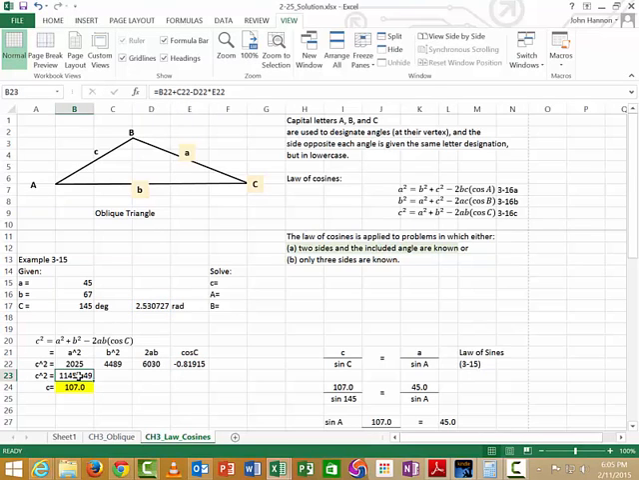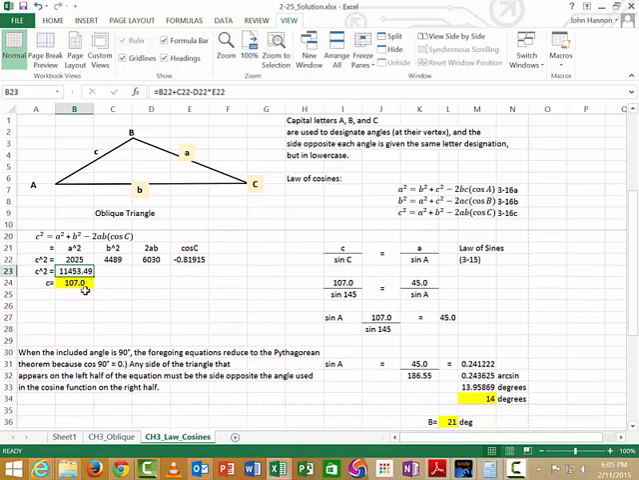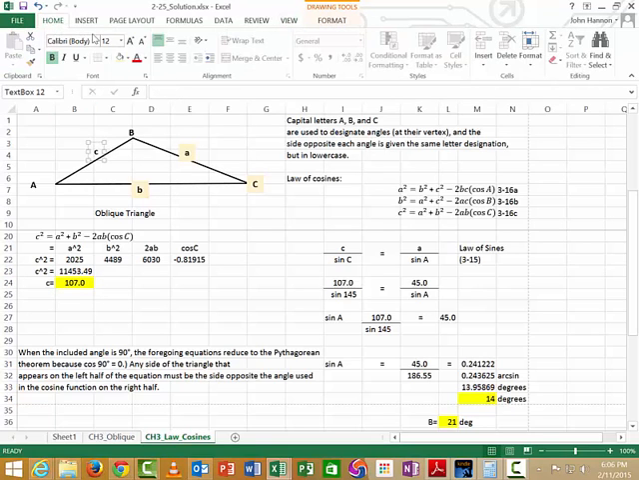Then I simply added those all up and said C squared equals all of those numbers. And I took the square root of that, just like the example shows in the book. I used the square root formula, and got 107 for C. So now C is solved.